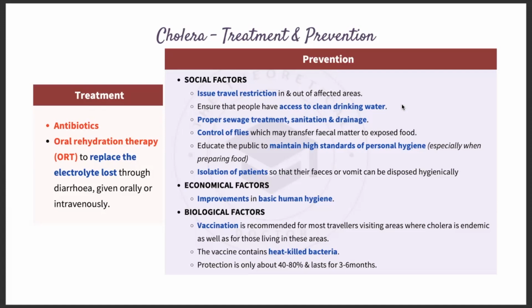This vaccine contains heat-killed bacteria. It's a form of passive immunity, meaning that the person won't be immune to cholera infection for a lifetime. It's just for a short period of time. So the protection is only about 40 to 80% and lasts for 3 to 6 months.